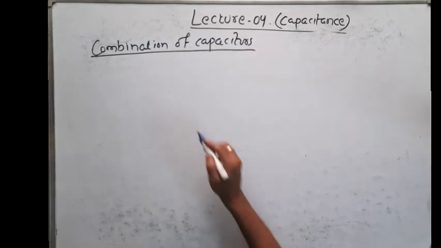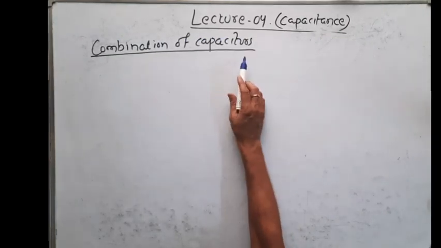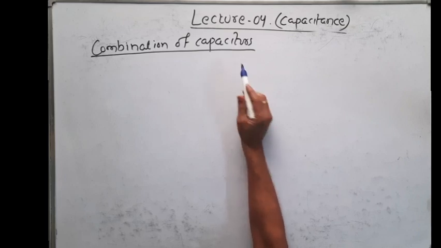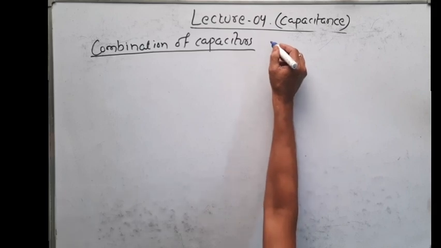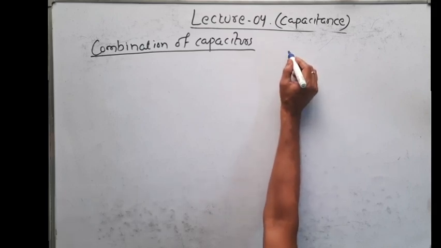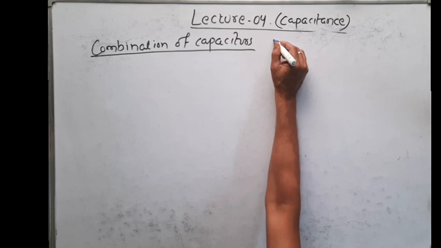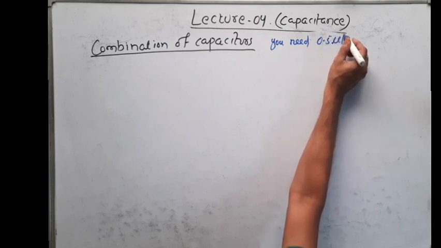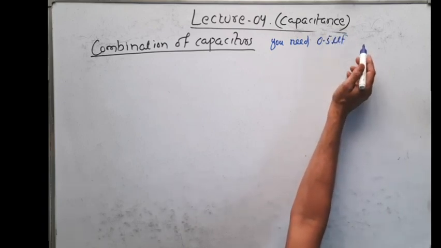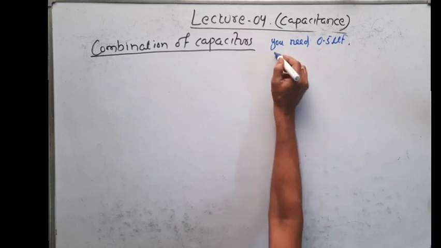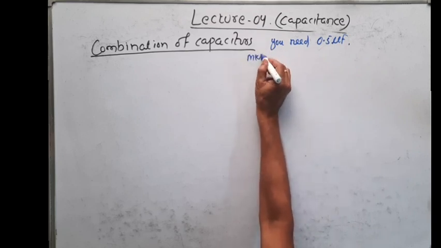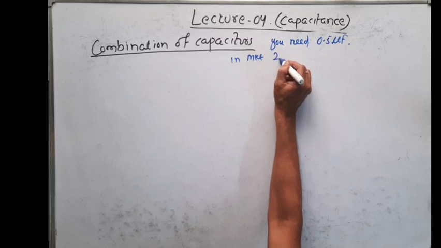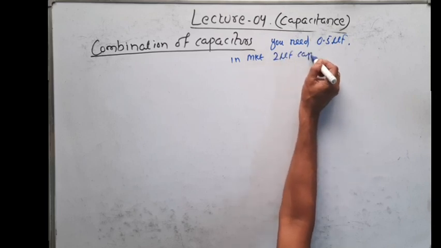Now we will discuss combination of capacitors. So what is the combination of capacitors? Suppose you are doing a project, an electrical project. For that project, you need 0.5 microfarad capacitance. But in the market, a 2 microfarad capacitor is available.